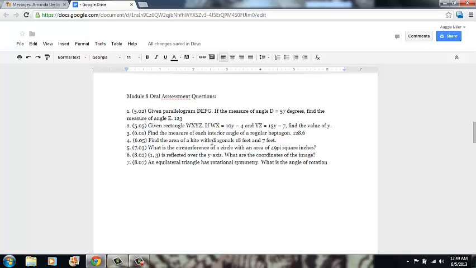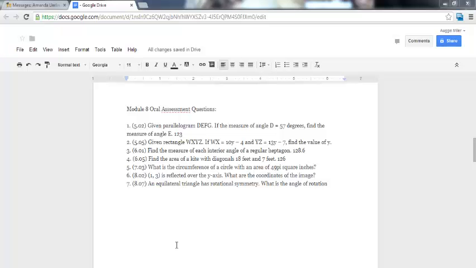Find the area of a kite with diagonals 18 feet and 7 feet. To find the area of a kite, you just multiply the diagonals. So 18 times 7 is 126 feet squared. What is the circumference of a circle with an area of 49 pi square inches? So I'm going to be honest, I've got no idea how to do that with pi, so I'm going to move to number 6.